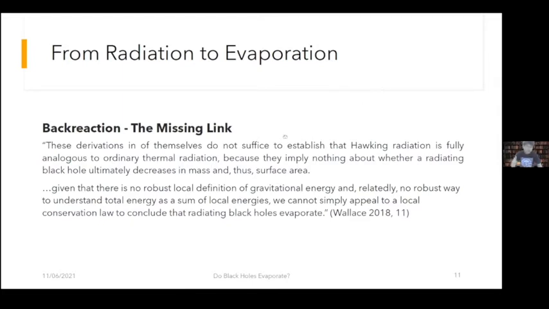So what is the effect of the Hawking radiation on the black hole itself? As Wallace puts it here, the derivation of Hawking radiation itself doesn't establish that Hawking radiation is fully analogous to ordinary thermal radiation, because it doesn't say anything about whether the black hole decreases in mass and surface area per se, because the radiation is calculated in a stationary space-time. So given that there's no robust local definition of gravitational energy, it's tied to the non-local feature of Hawking radiation, as well as that we can't understand total energy as a sum of local energies generally. We cannot appeal to a local conservation law, i.e. the divergence version, to conclude that radiating black holes evaporate.